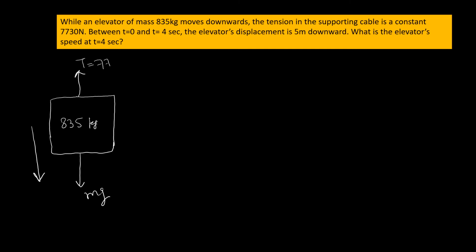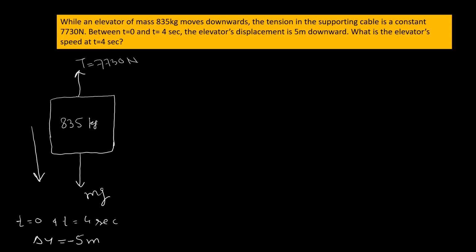This is 7730 newtons. So this is given to us, and between t equals 0 and t equals 4 seconds, the elevator's displacement is 5 meters downwards. So the displacement is 5 meters in the downward direction. Downward means this will be with the negative sign.